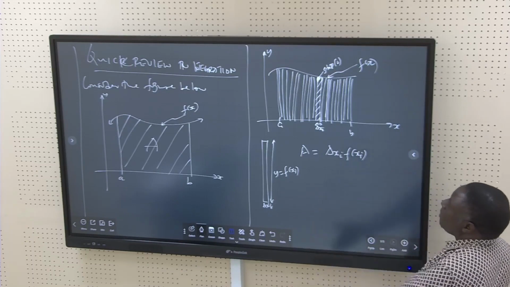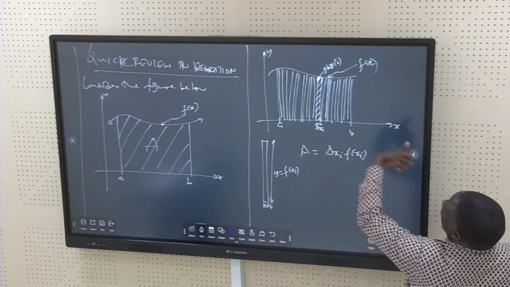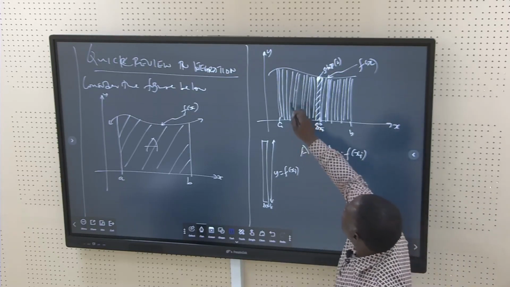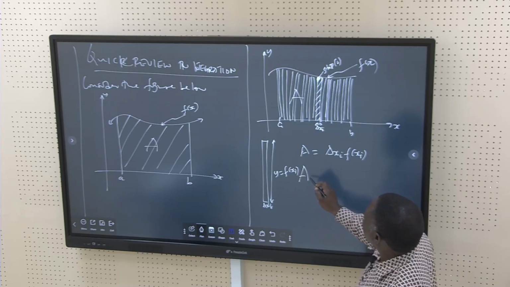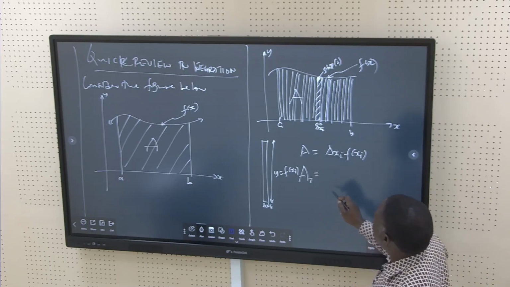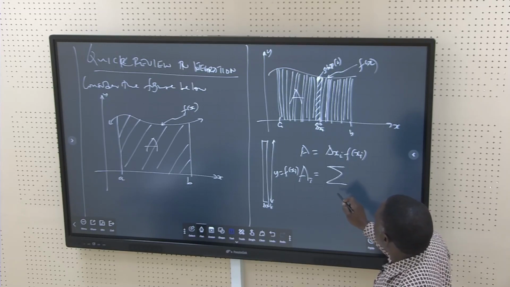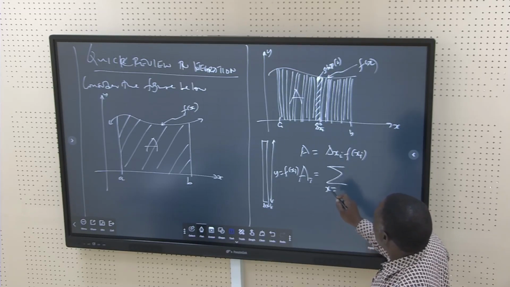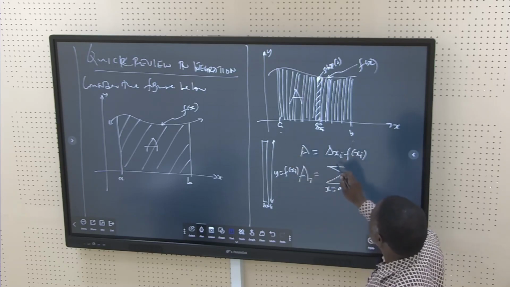So if we want to find the total area of the region A, then the area of region A will be the summation from x equals a to x equals b.